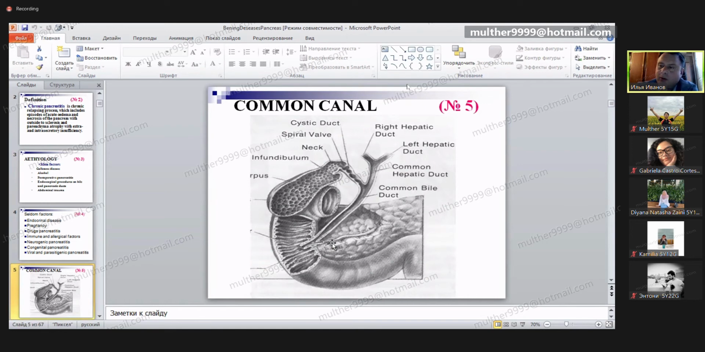The main problem of the pancreas, according to the development of the pancreatitis, any types of the pancreatitis, is the high pressure in the diameter, in the lumen of the pancreatic duct.